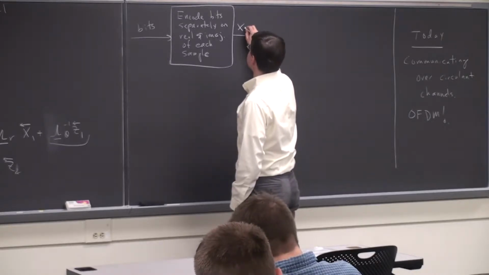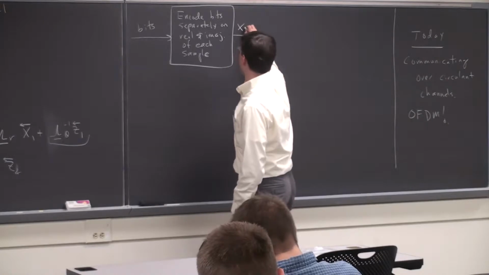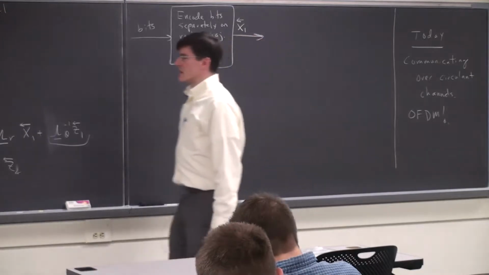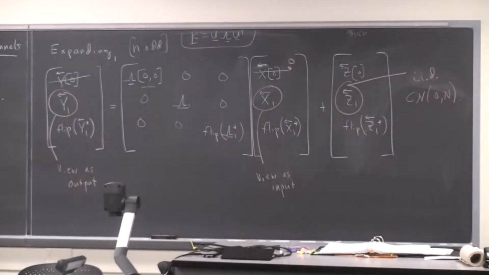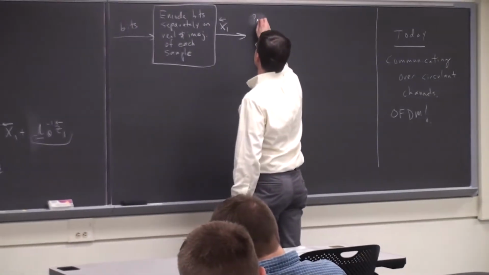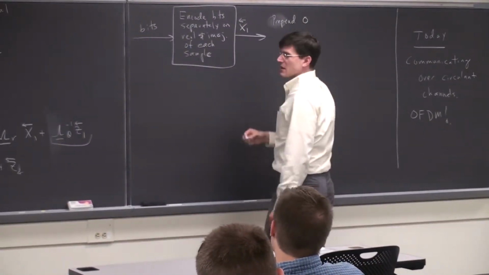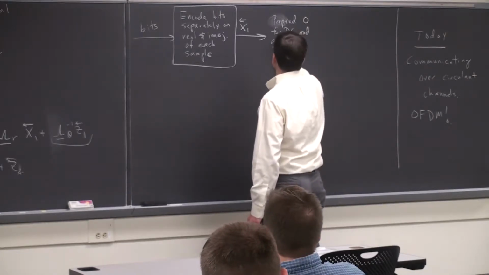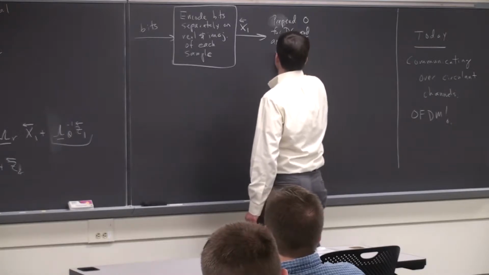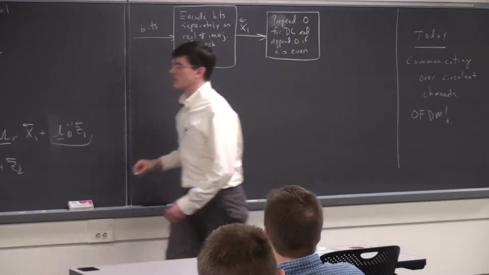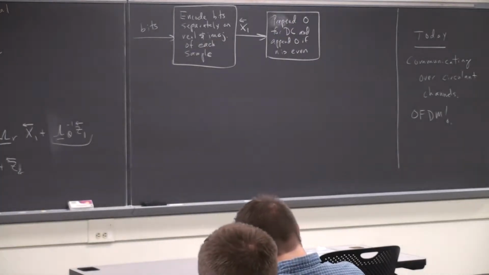So that gives us x1. Then to get x, we have to construct x in the frequency domain. For that, you pad: prepend a 0 for the DC, and append a 0 if n is even. If n is not even, you don't have that extra 0. But if n was even, you'd have an extra 0 right in here for the n/2 sample.